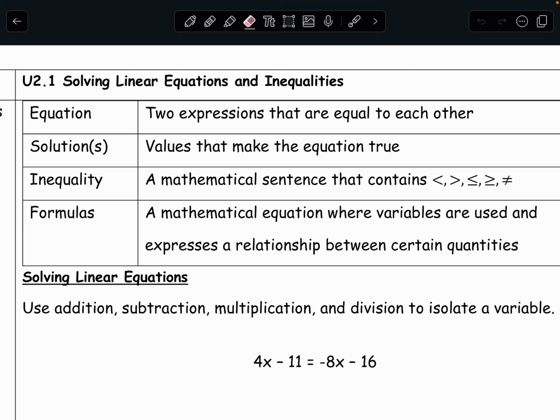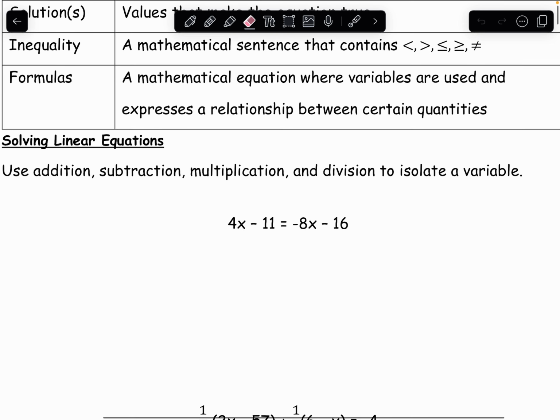And a formula is a mathematical equation where variables are used and expressed as a relationship between certain quantities. Now, you see formulas in math a lot. You also see them in science. And today we're actually going to be using some of them. So first, we're going to be looking at solving linear equations.